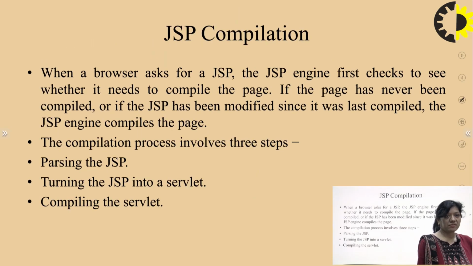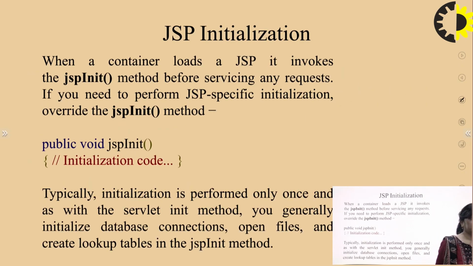The first one is JSP compilation. When a browser asks for a JSP, the JSP engine first checks whether it needs to compile the page. If the page has never been compiled, or if the JSP has been modified since it was last compiled, the JSP engine compiles the page. The compilation process involves 3 steps. First is parsing the JSP, second is turning the JSP into a servlet, and third is compiling the servlet.